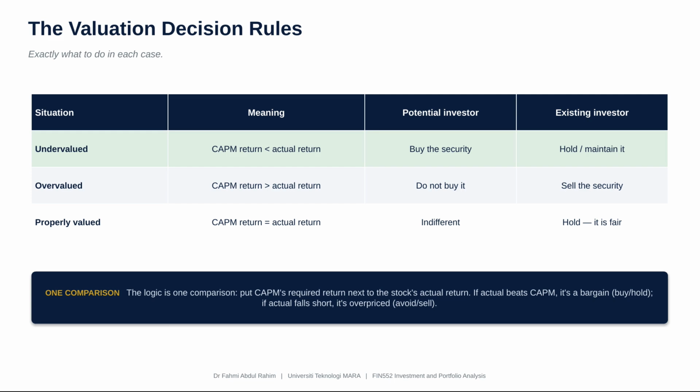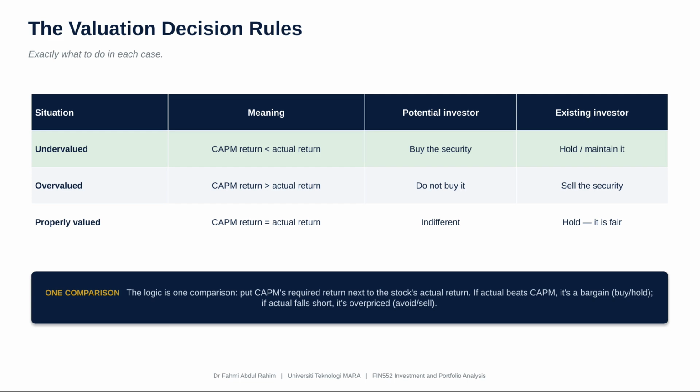For an existing investor who already holds it, the action is hold and maintain it. Do not sell a bargain. Second row, overvalued. This is when the CAPM required return is greater than the actual return. The stock pays less than it should. For a potential investor, do not buy it. For an existing investor, sell the security, get out of an overpriced holding.